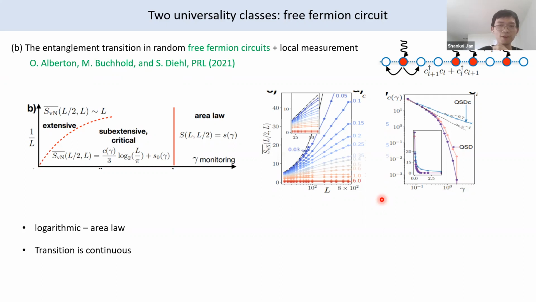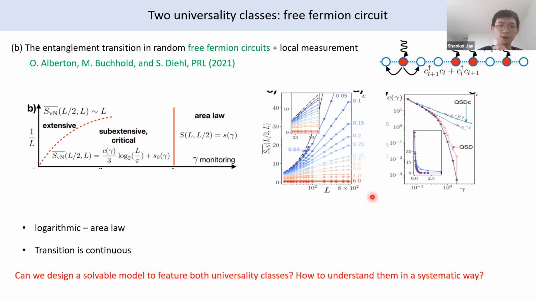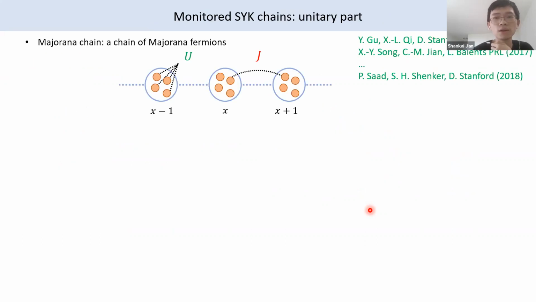One is from volume law to area law. The other is from log law to area law. So our question is, can we design a solvable model to feature both universality classes? If so, how do we understand them in a systematic way?